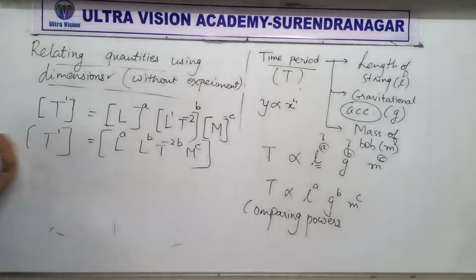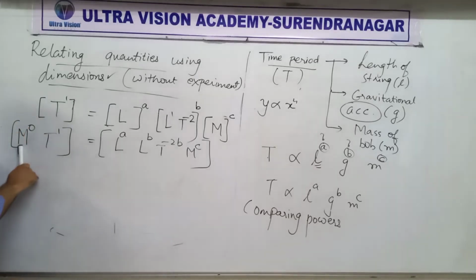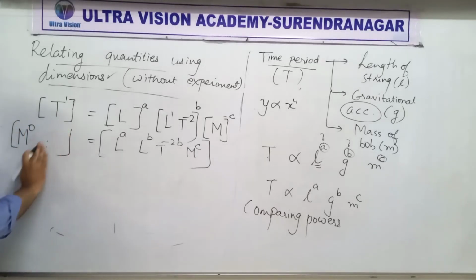Now let's compare. We are going to compare the powers like I said. Left side, do you see m? No, that means it is m raised to 0. On the left side, we don't see m because it is m raised to 0. Is that clear? Similarly, we don't see L also, because L is also raised to 0. Clear?